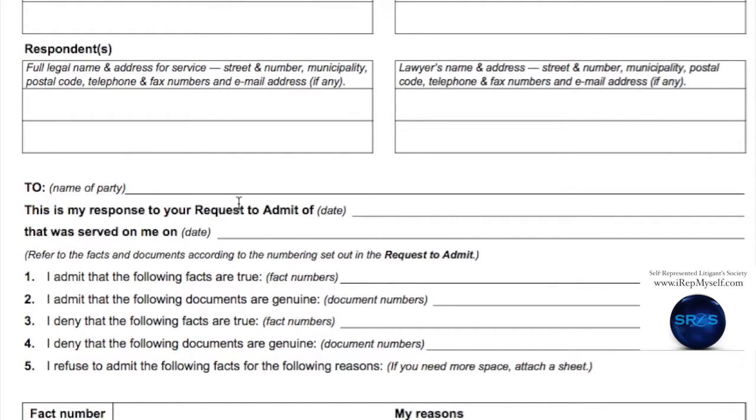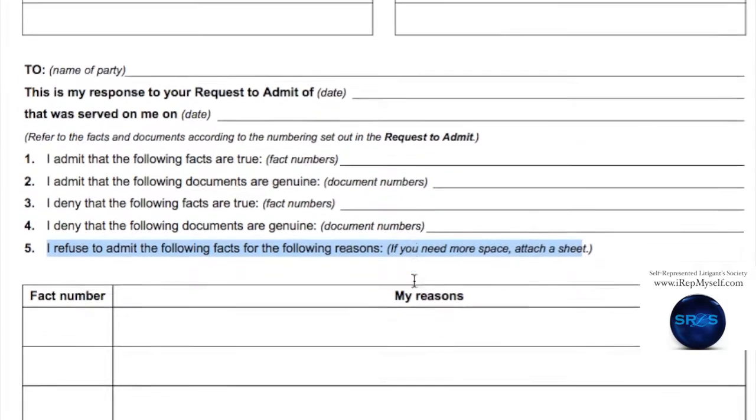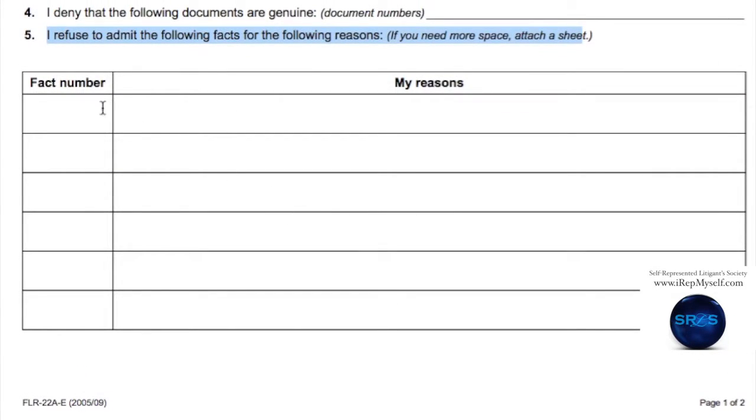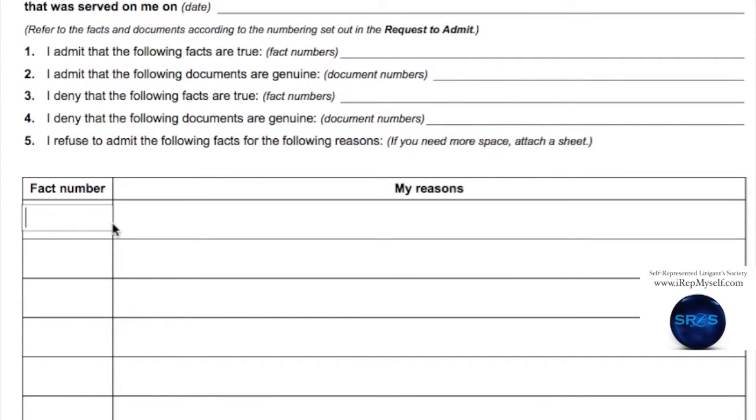And this is the response form. So after you fill out all the parties, then you would fill out whether or not you admit that the following facts are true or the following documents are genuine. And you could deny specific paragraphs of the request to admit form. Again, interrogatories in a civil matter are used for refining issues and narrowing the issues.